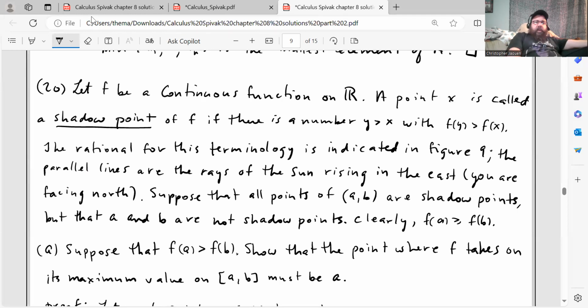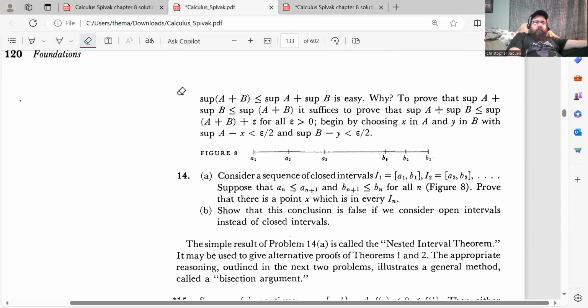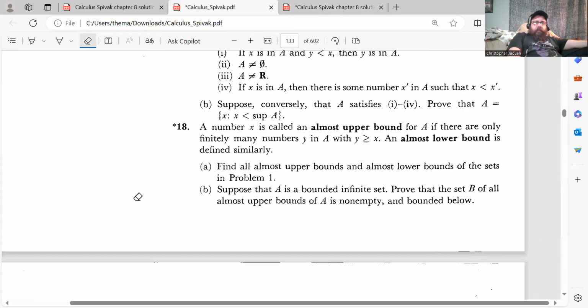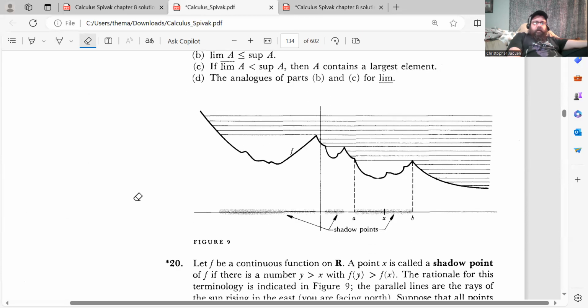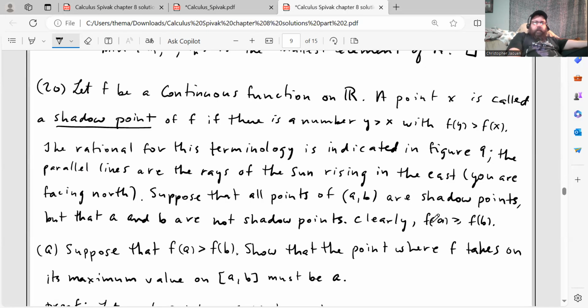Let me just show you figure 9, so you can see what he's talking about. All right, this is figure 9. So he's going to explain what all these things mean in a second. So the parallel lines are rays of the sun rising in the east, and he says in parentheses here, you are facing north. Suppose that all points of the open interval from A to B are shadow points, but that A and B are not shadow points.